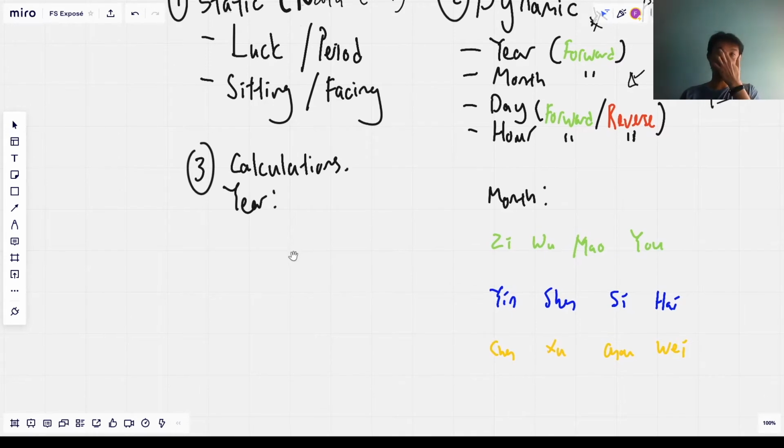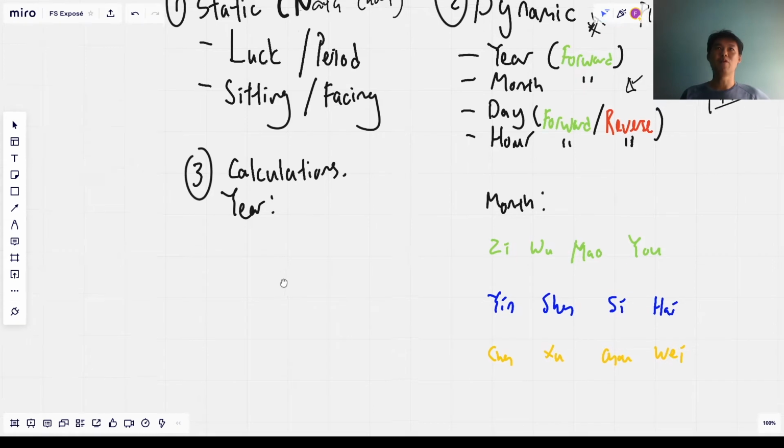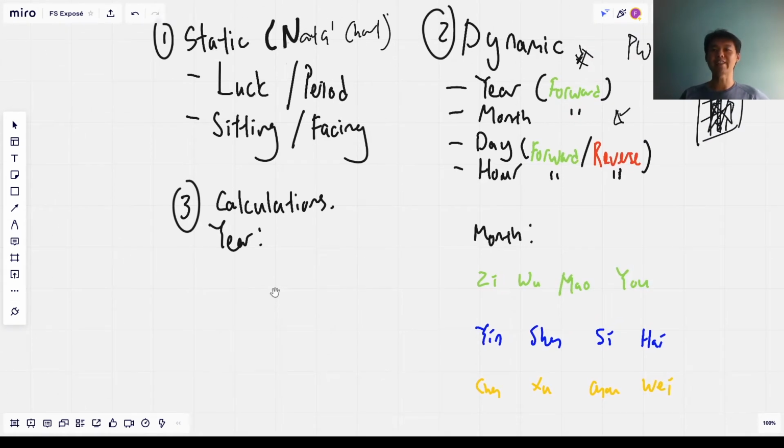I think most of you are already very familiar with the yearly purple white or yearly flying stars Feng Shui, where wherever the 1, 6, 8 is, you go and activate it for wealth or whatever you seek, like the 1, 6, 8, 9, the four auspicious stars. But how do we get that chart? How do we get that year chart?